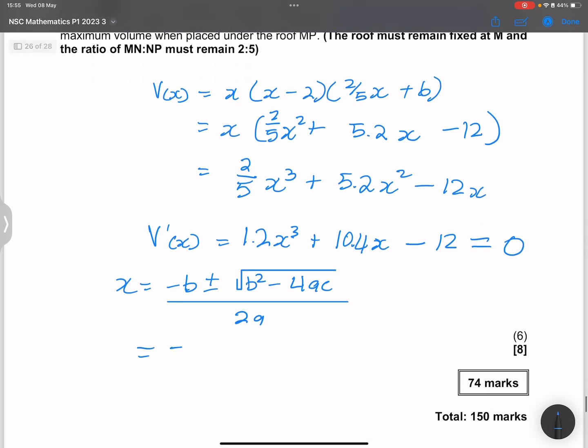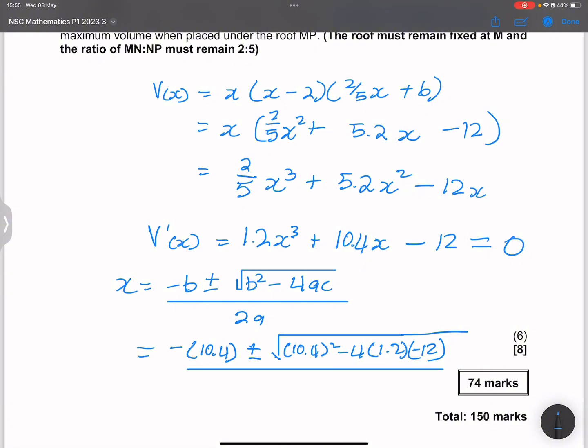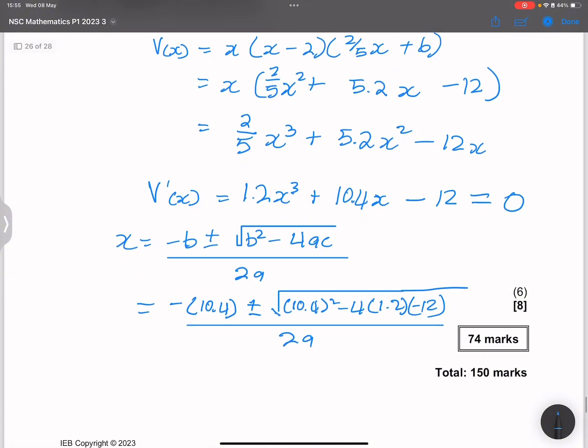So this is minus 10.4, that's our b value, plus minus the square root of 10.4 squared minus 4 times a, which is 1.2, and our c value is negative 12. This is divided by 2 times the value of a. Our a value is 1.2.